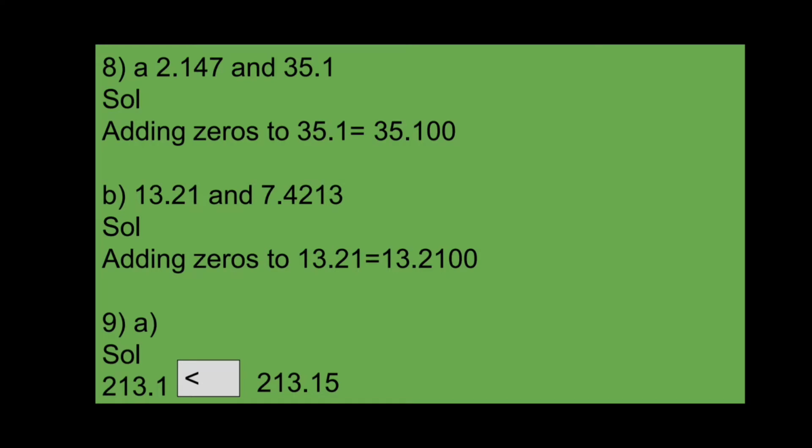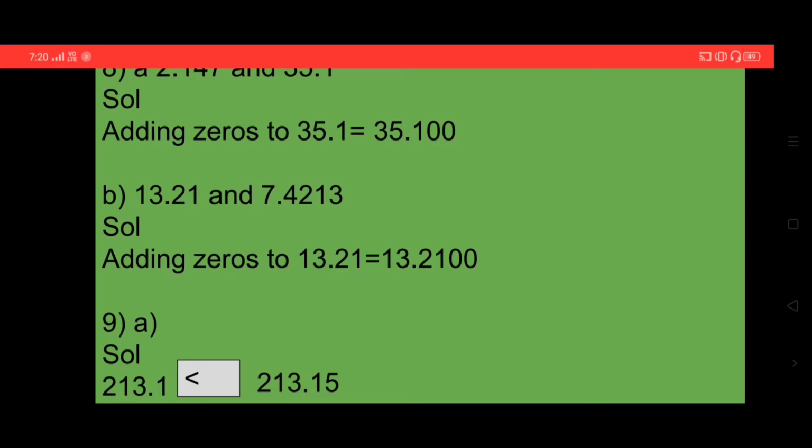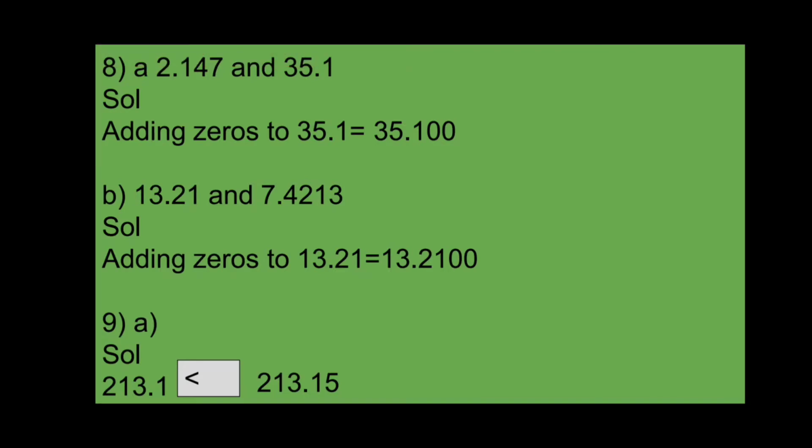In 8a you have to make them like decimals. Like we have discussed in the previous session, you can add as many zeros as you want to make two unlike decimals into like decimals. Adding zeros to this will give you 35.100. So these two decimals are like. Similarly, in number B, you can add zeros to 13.21 to make them like decimals.